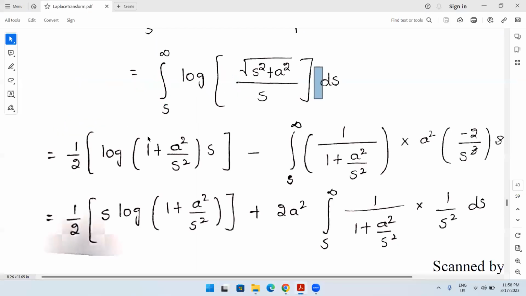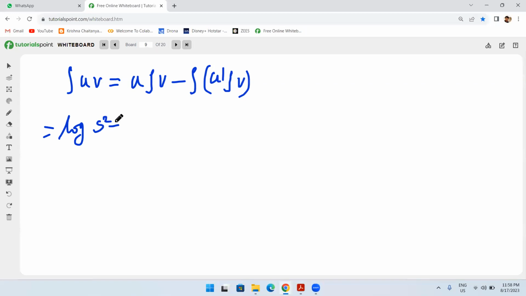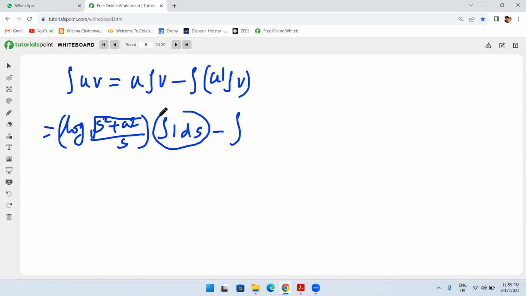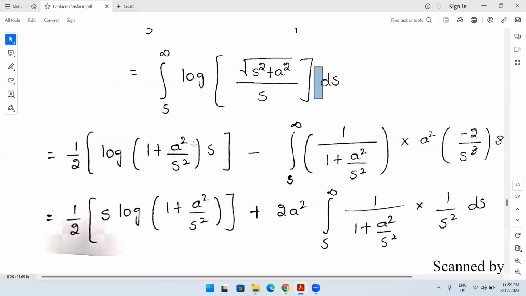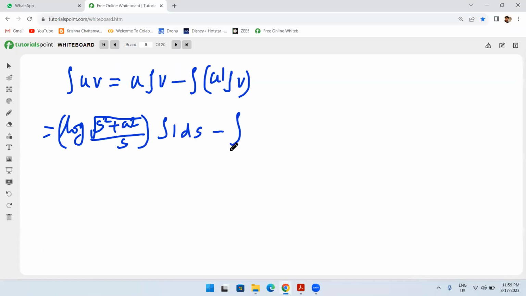Log of (s square plus a square) under square root by s, into v integration, that is 1 integration minus integral. What is 1 integration? We got it as s. Directly it has written minus integral s to infinity.